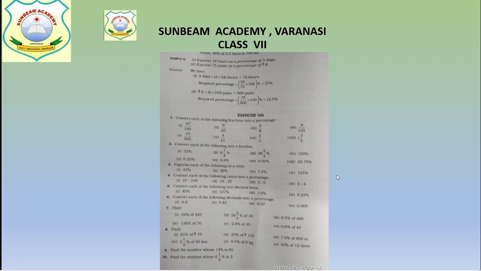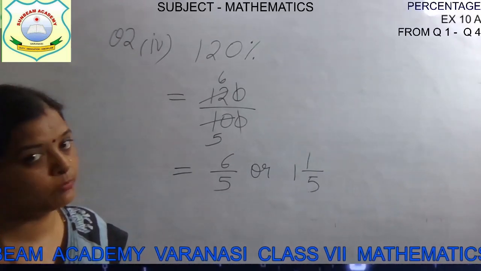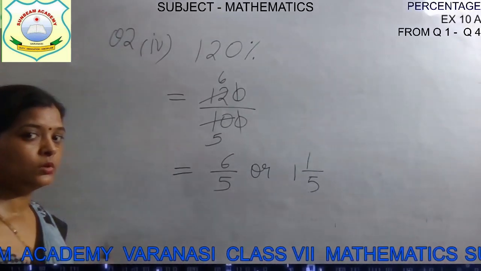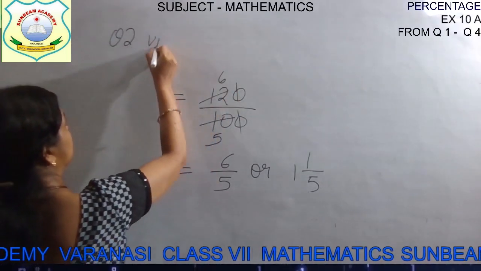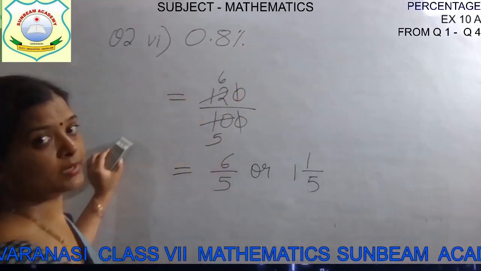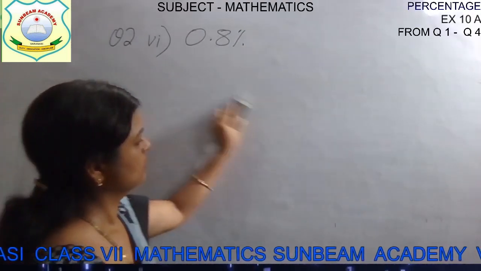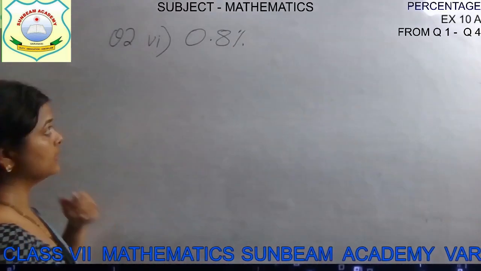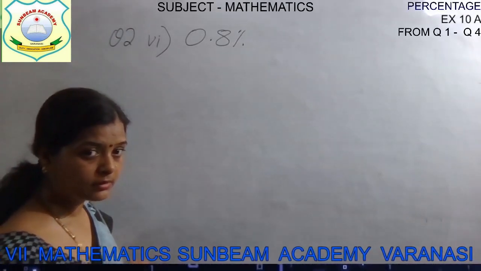Next question is question number 6. This is in decimal. The 6th part is 0.8%. So I am going to write it. Question number 2, 6th part, 0.8%. And now I am erasing the board. I think you people are writing it side by side or solving it. Now 0.8 can be written in fraction form. Can we write it? Yes.